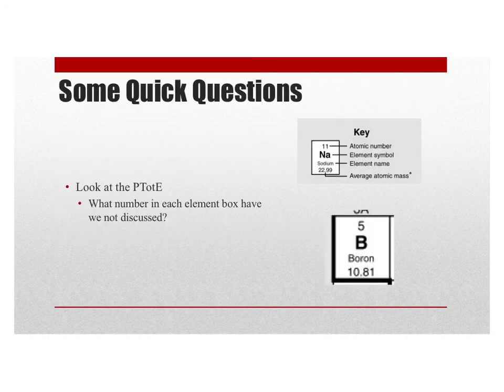So some quick questions here. If we look at our periodic table and we ask what number in the element box have we not discussed as much? The answer would be this one down here on the bottom, otherwise known as the average atomic mass.